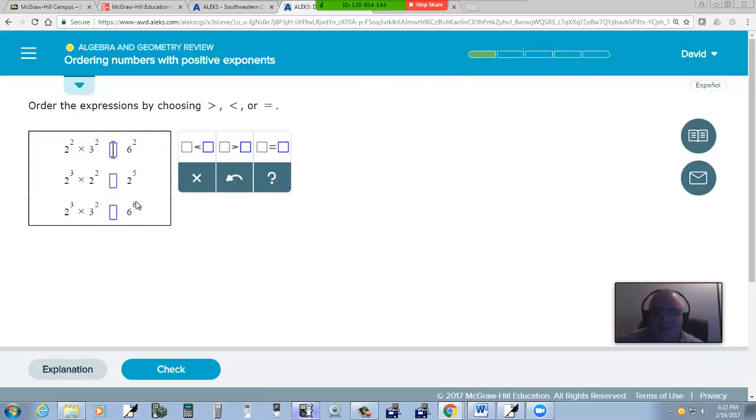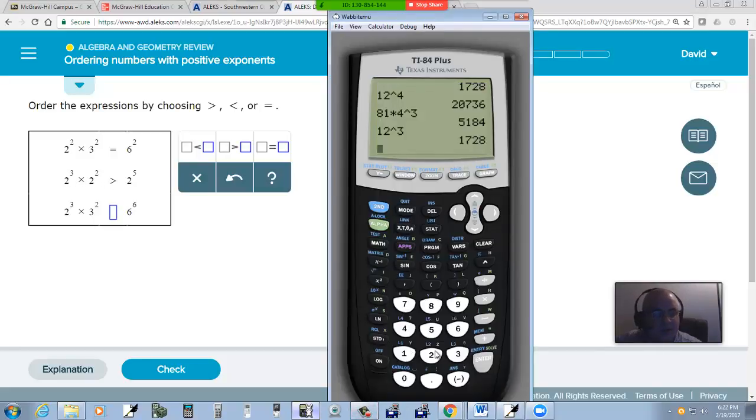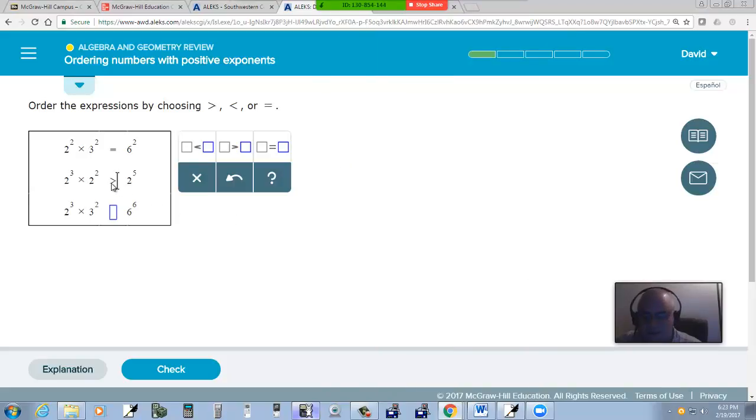I forget how many of these you have to get right before it says you mastered the concept. Let's see, what is that? 4 times 9, 36, that's equal to that. 8 times 4 is 32, so this is greater than. Wait a minute, 8 times 4, 32. Drawing a blank. 2 to the 3rd times 4, 32. 2 to the 5th is 32 also. That one's an equals. That's curious.